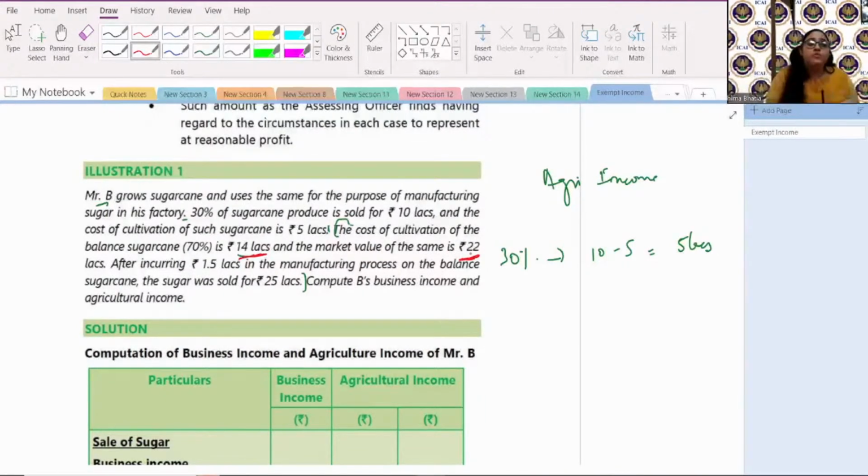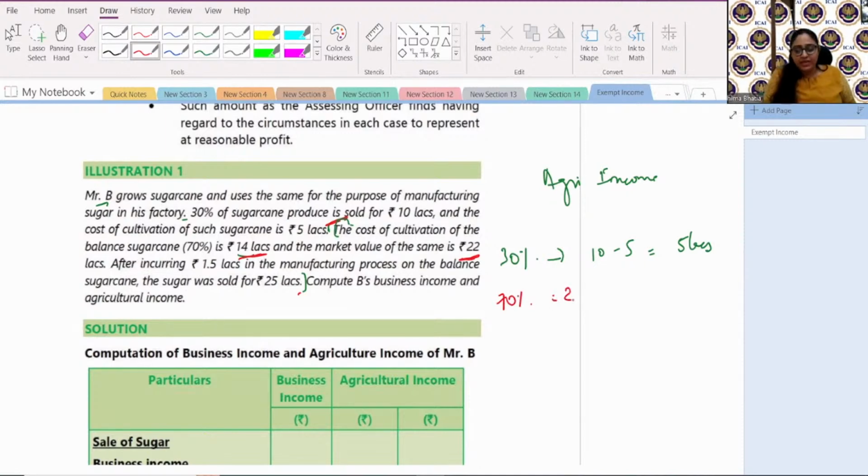Meaning, if I had not processed it further and had sold it as it is, how much would I have got? 22 lakhs. But what I did, I incurred more expenses on the manufacturing to make it into sugar. Now the critical part is here: how much is agricultural, and how much is non-agricultural, your manufacturing income or business income? How do we define agricultural and business? Simply, what would have been my agricultural income if I would have sold the produce as it is? Now this is for the 70%.